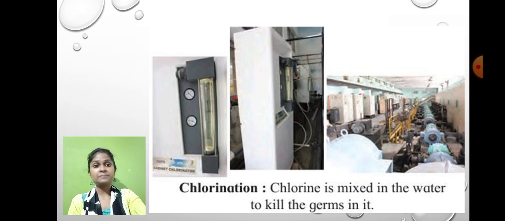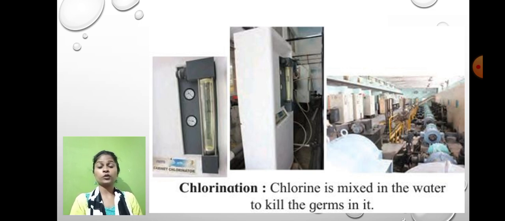The fourth step is chlorination. In the chlorination process, we add chlorine. When we add chlorine to water, the various types of germs which are present in it get killed very immediately. So that's why chlorination is also one of the important steps in water purification.